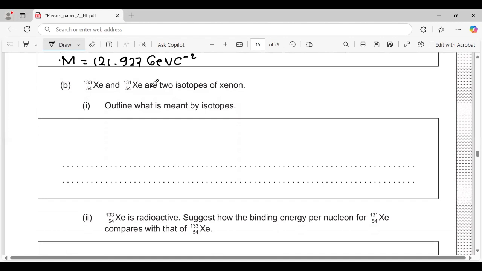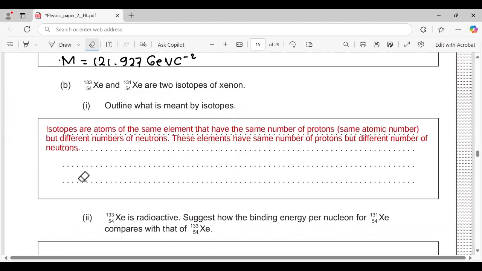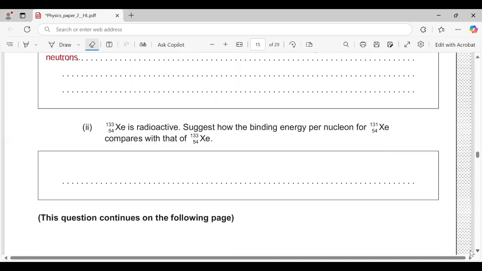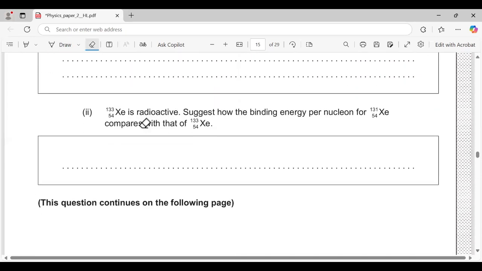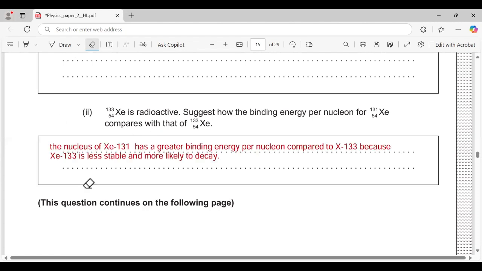Xenon-133 and xenon-131 are two isotopes of xenon. Outline what is meant by isotope. I have provided my explanation. Let's continue. Xenon-133 is radioactive. Suggest how the binding energy per nucleon for xenon-131 compares with that of xenon-133.